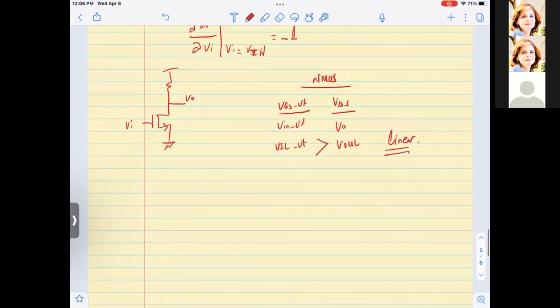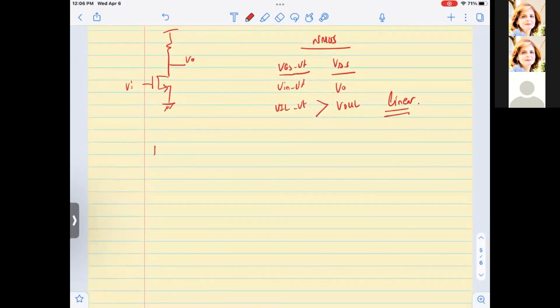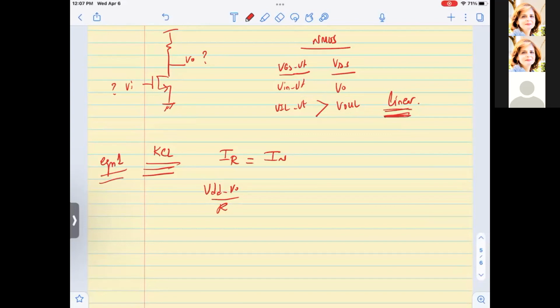Now the equation will be a little harder, but we will rely on KCL. This matters a lot for us, the KCL. We say IR equals IN. IR is VDD minus VO over R. Again here I don't know what VO is, I don't know what VN is, so I need two equations, two unknowns. This is equation number 1, and it is important that you know it because it is based on the linear region.